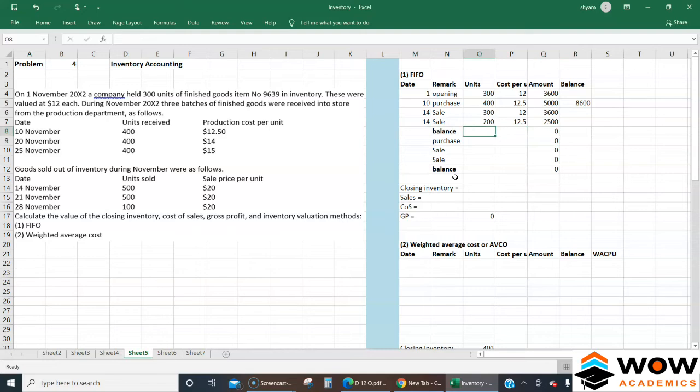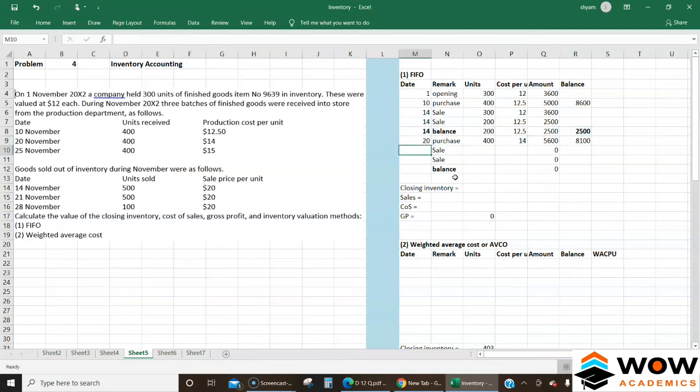Okay, the balance on 14th is, after the sale, we still have 200 units. See, this 300 is gone. 200 minus 200, we have like this as the balance. So our balance value would be this number, 2,500. So let's go to the next one. Next, on 20, we have another purchase, another 400 units, but at 14. So our total inventory value now would be 2,500 plus 5,600.